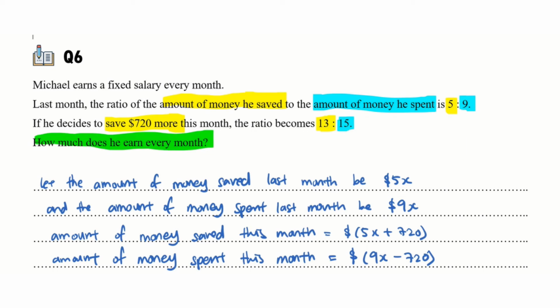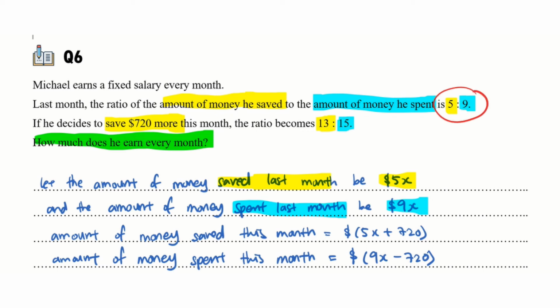Alright, to do this question, we will start off with defining certain stuff first. Let the amount of money saved last month be $5x, and the amount of money spent last month will be $9x. So this is all talking about last month. I get this 5x and 9x based on the ratio that I have over here.